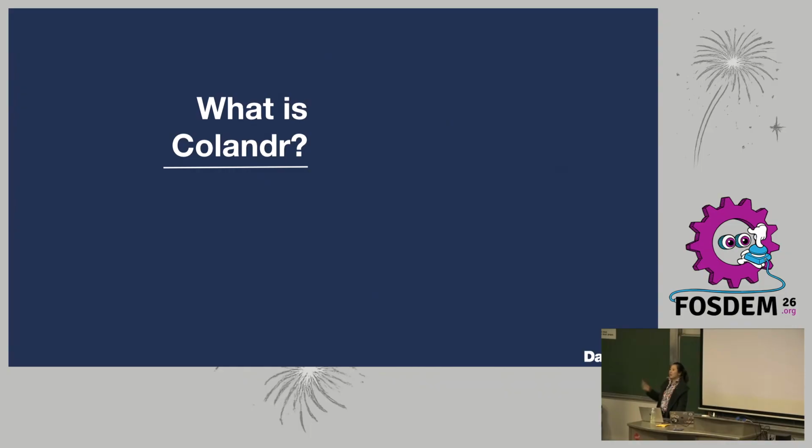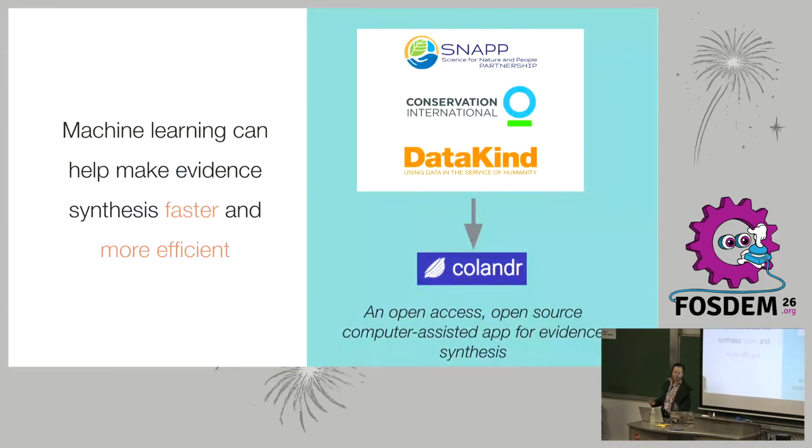So it's within this context that Colandr was founded and launched in 2017. So what is Colandr? So with the Science for Nature and People partnership that was led at the time by Conservation International, we decided that evidence synthesis was something important that we wanted to pursue and support across the conservation sector. But we needed to find a way to do it faster, more efficiently, and dynamically. And so we partnered with DataKind to develop an open access, open source, computer-assisted software platform for evidence synthesis called Colandr, because you're sifting stuff through to find what you need.